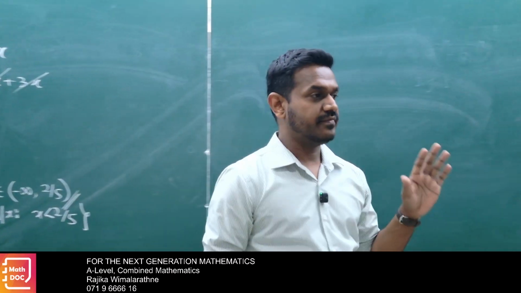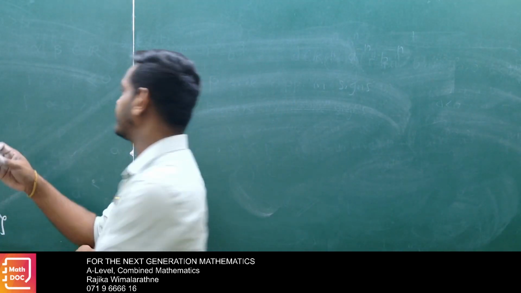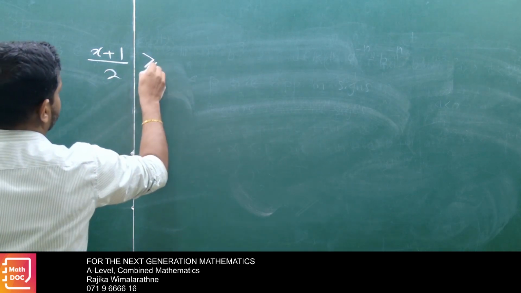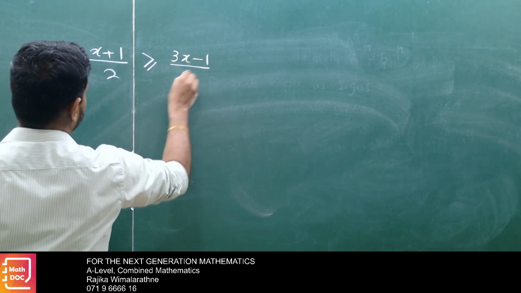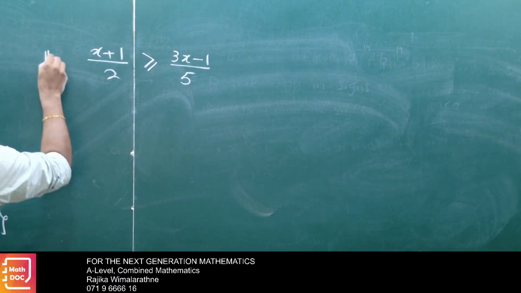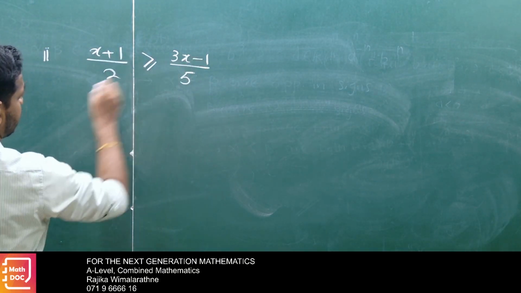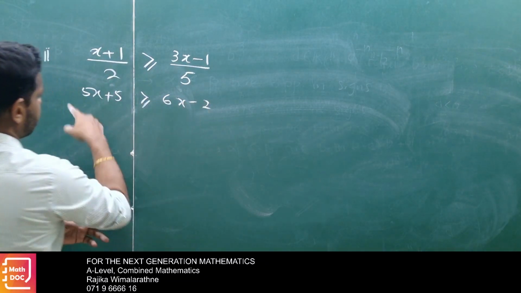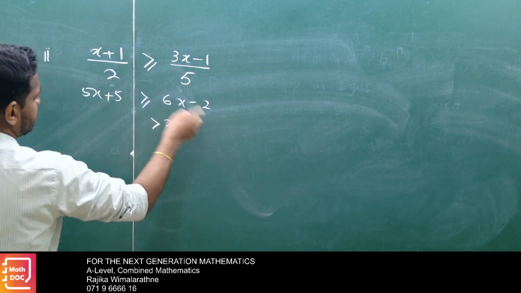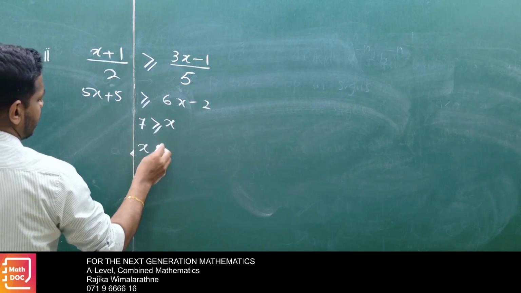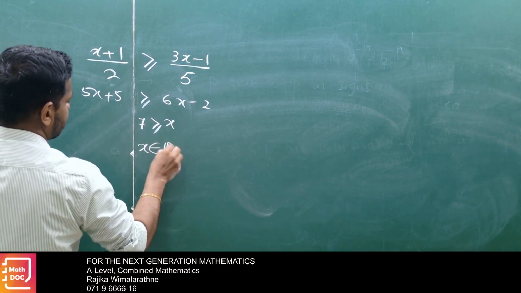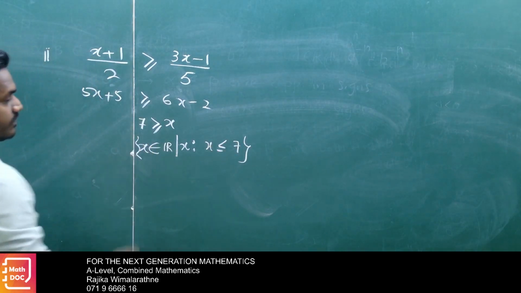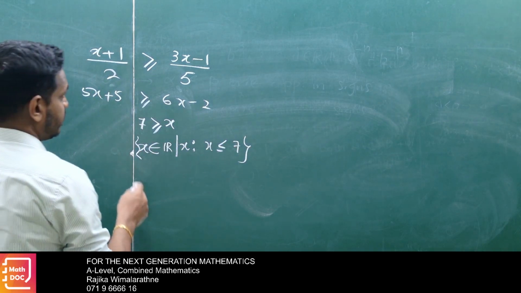Now further you do with me. x plus 1 over 2 greater than or equal to 3x minus 1 over 5. Here both denominators are positive, so we can cross multiply: 5x plus 5 greater than or equal to 6x minus 2. Then take x to one side, and we get x less than or equal to 7. So x is an element of the real set such that x less than or equal to 7. Likewise we can do the next one.